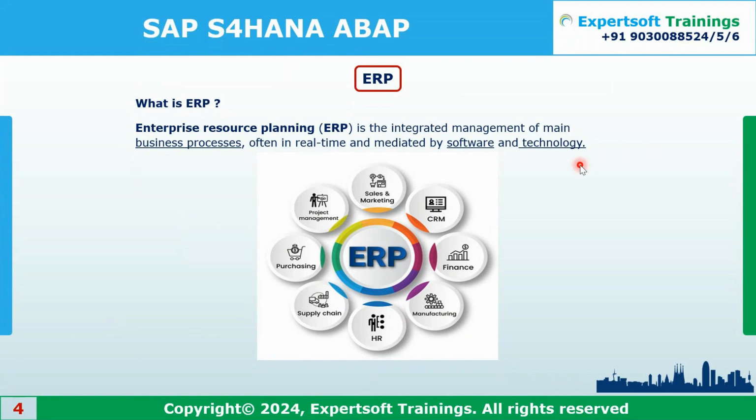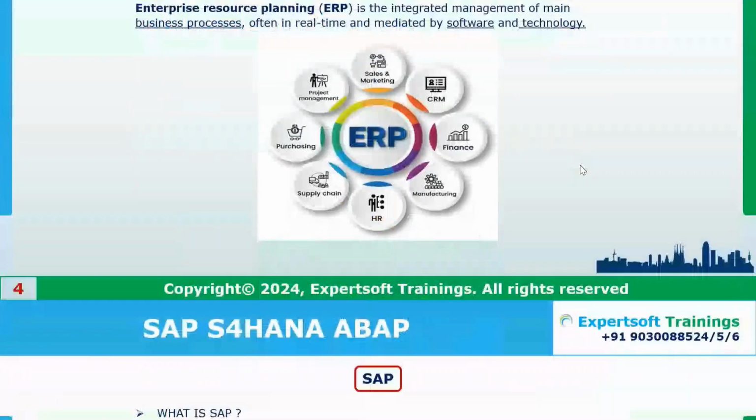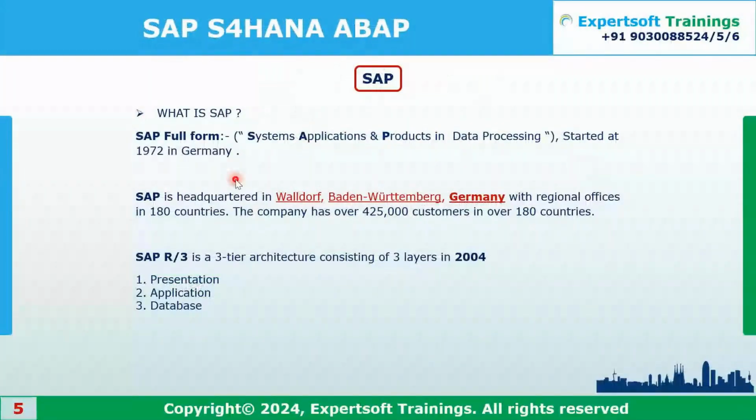Yes. Okay. Now what is SAP? I told you it was founded in 19.. This is just basic knowledge. Nobody asks this during an interview. The full form is Systems, Applications, and Products in Data Processing. The company was started in 1972, headquartered in Germany. Now it has customers in over 180 countries.